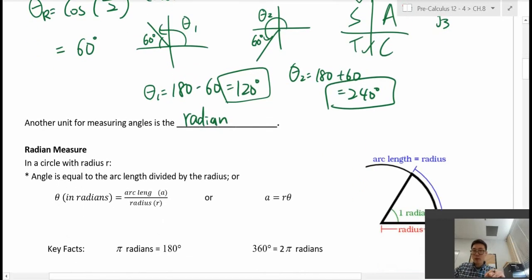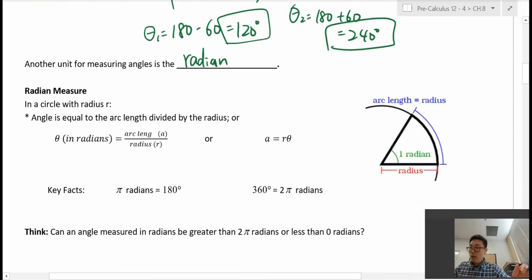But you've got to be careful. If the question is in radian mode, then when you do your calculation, your calculator will have to be in radian mode. If you're doing the question in degree mode, then your calculator has to be in degree mode. Okay, so that's the basics of it.